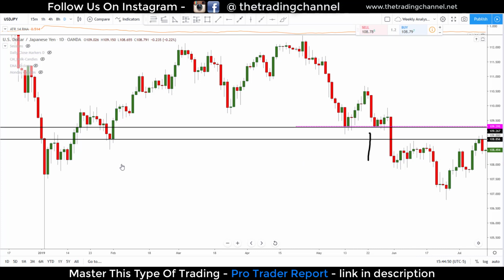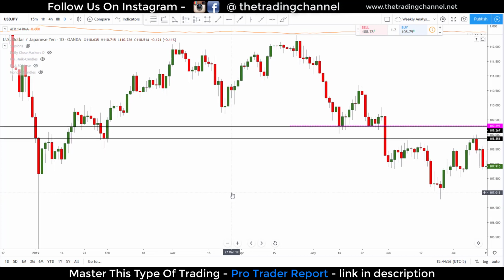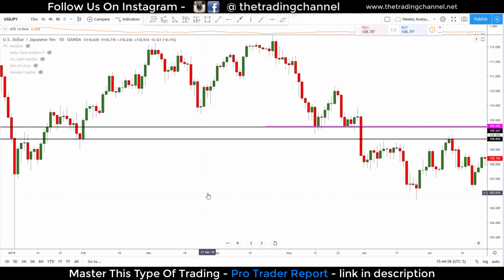And as the market pushed up to that level, I knew that because this level has acted as support multiple times in the past, as well as resistance, that this was a level that would probably provide some resistance as this market pushed into it. And that's exactly what happened.